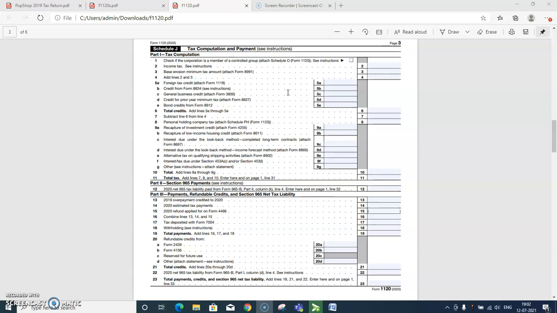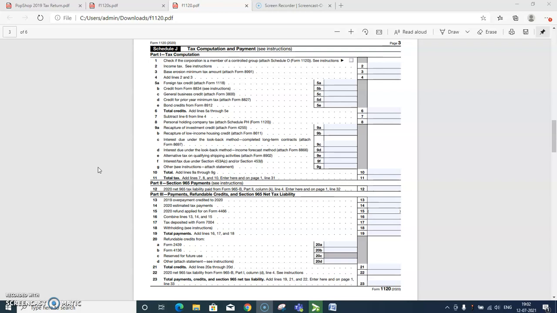Other G, recapture of Indian employment credit. Generally, if an employer terminates the employment of a qualified employee less than 1 year after the date of initial employment, any Indian employment credit allowed for a prior year tax because of wages paid or incurred with the employee must be recaptured.